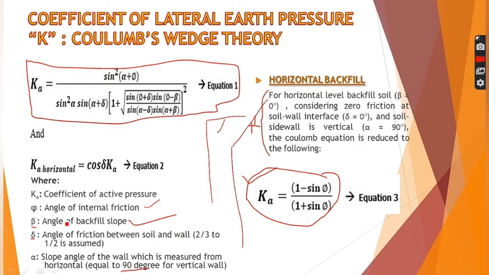But if any of these values, that is the angle of backfill slope, delta or alpha, is not one of these, you will have to use the general formula. So this is the coefficient of lateral earth pressure from Coulomb's wedge theory.